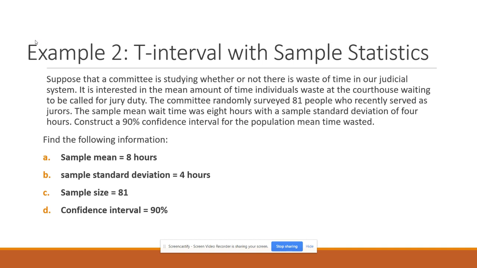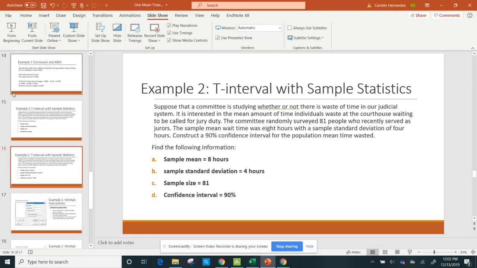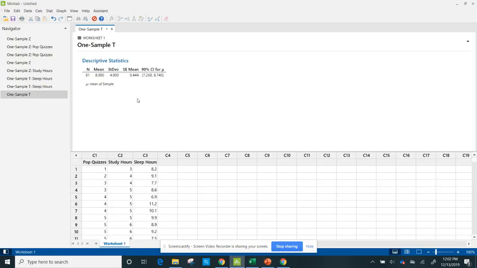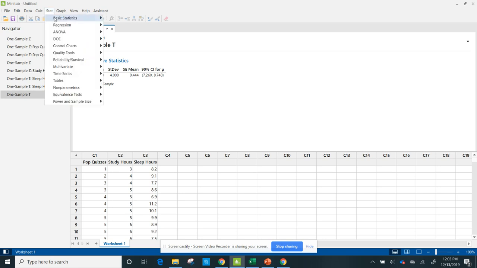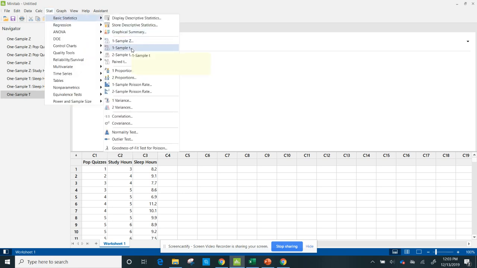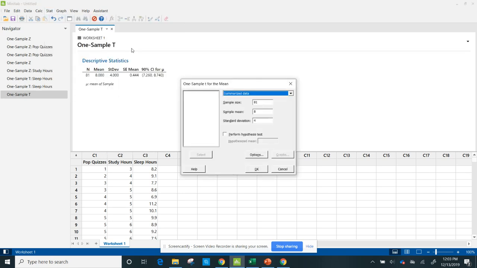So my sample mean was 8, my sample standard deviation was 4, my sample size was 81, and my confidence interval, they want it to be 90. So I'm going to go to Minitab. When I go over to Minitab, again, I want to do Stats, and then go to One Sample T. Again, remember, I do not have a population standard deviation, or it doesn't say there's a known standard deviation, so I have to do a one sample T.